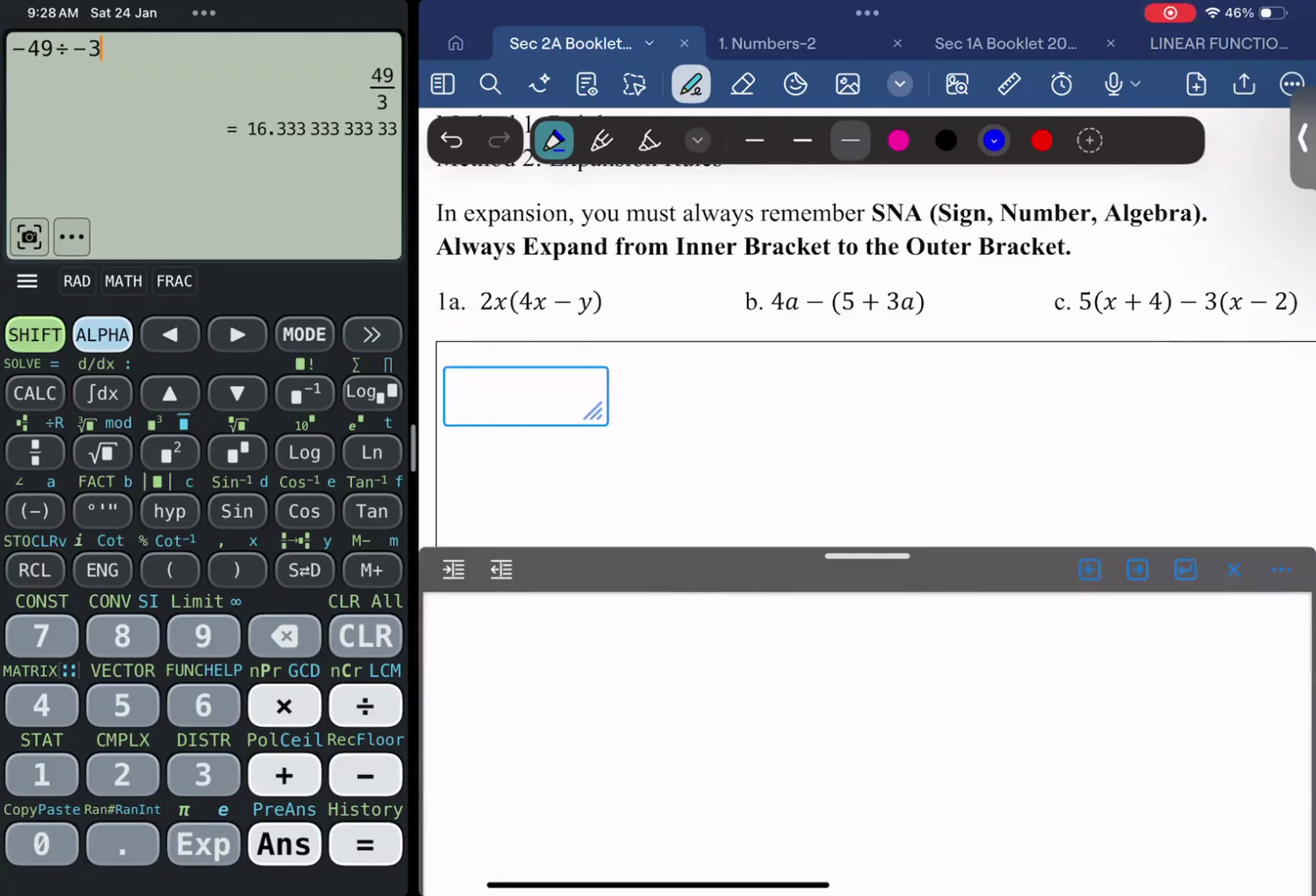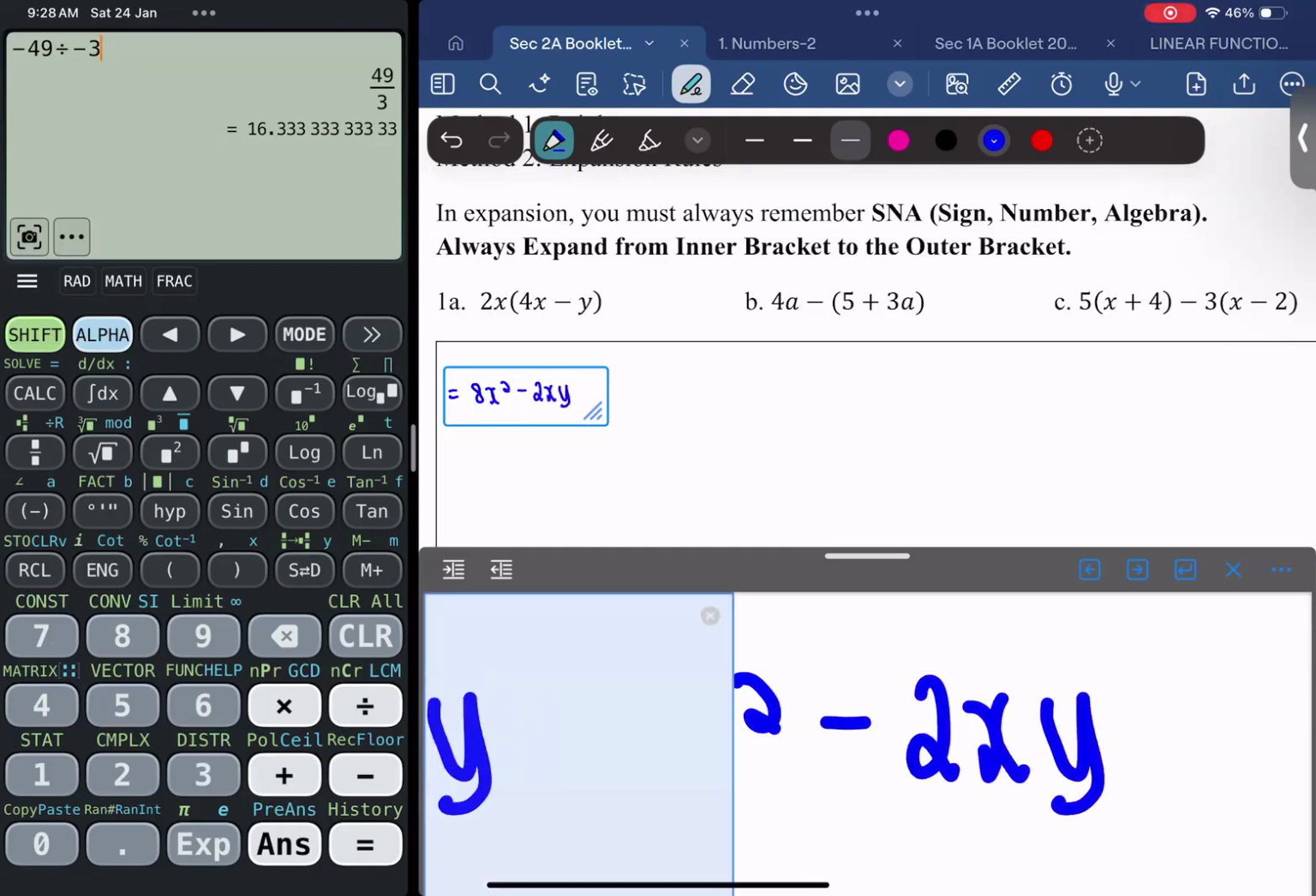Looking here, very easy. It's a rainbow method. So this is 2 times 4, we get 8x squared, minus 2xy. Don't forget the square. A lot of people will just tell me it's 8x, wrong already. By now you should be fast.